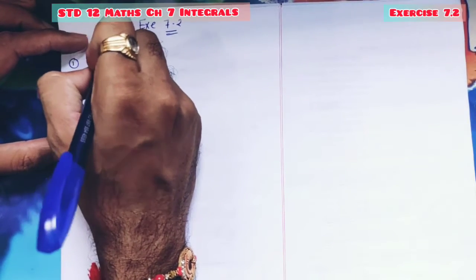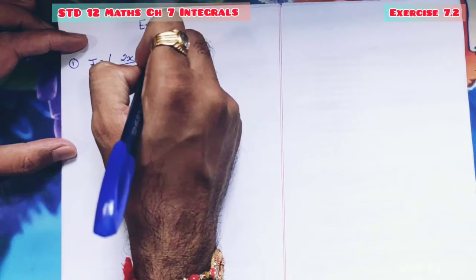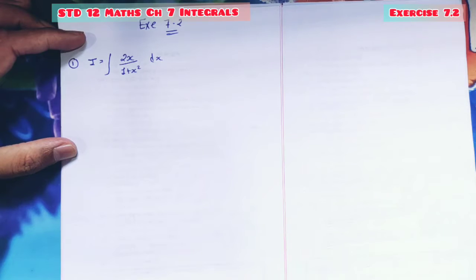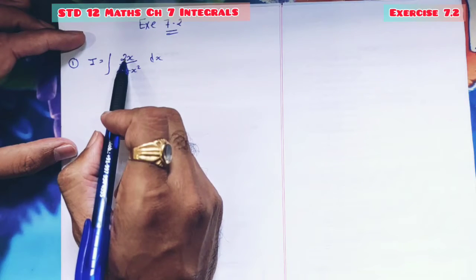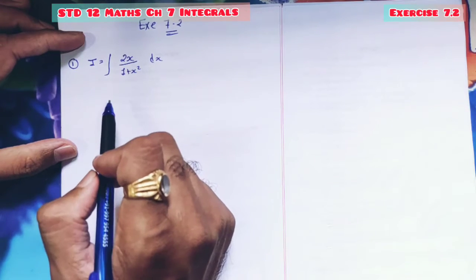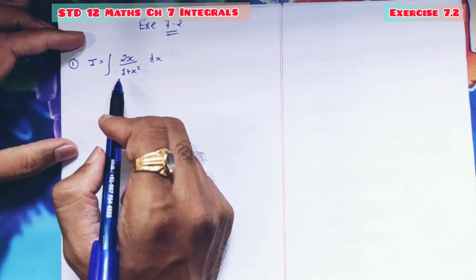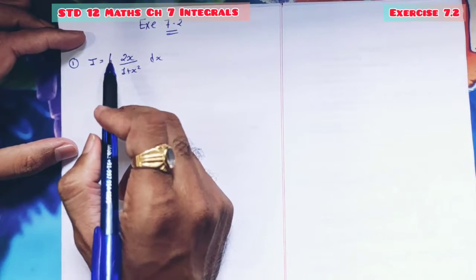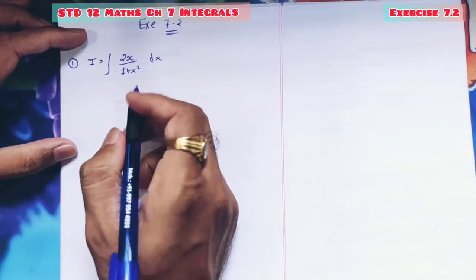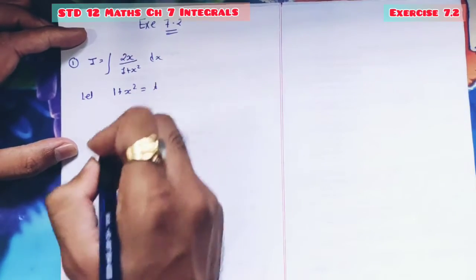So integration I, first you have to integrate this 2x upon 1 plus x square dx. So taking that function as I. So numerator and denominator are there. Here you can say that this numerator is the differentiation of this denominator. Differentiating 1 plus x square gives 2x. So we are assuming that 1 plus x square is t. You will get the idea of what to substitute: one function will be there and its differentiation will be present. So let 1 plus x square equal to t.